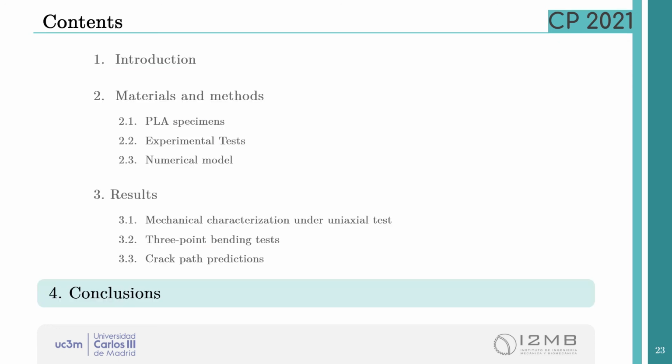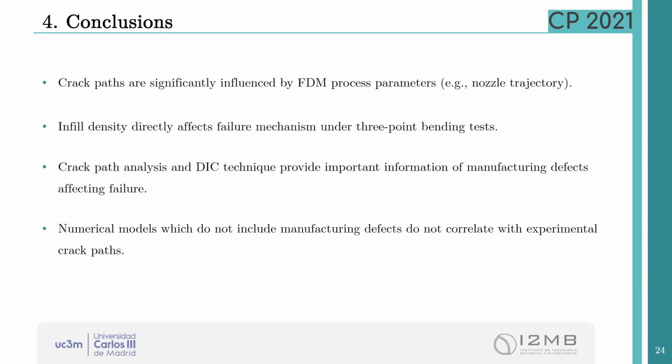To finish this presentation, we will collect all the ideas and conclusions that we have obtained as a result of this study. After this work, we know that the crack paths are significantly influenced by FDM process parameters. The infill density directly affects the failure mechanism under 3-point bending tests. The crack path analysis and DIC technique provide important information on manufacturing defects affecting failure. And the numerical models, which do not include manufacturing defects, do not correlate with experimental crack paths.